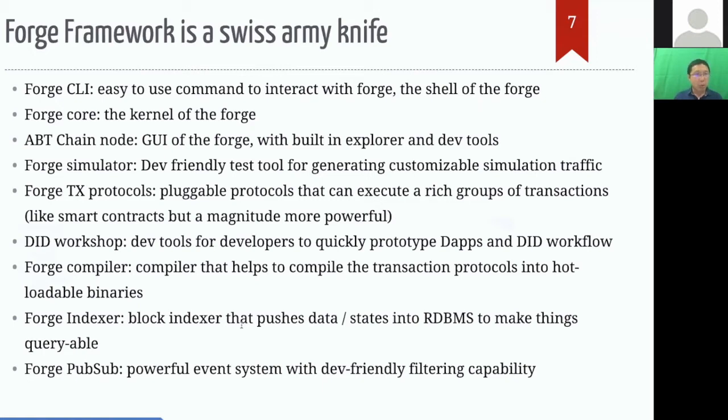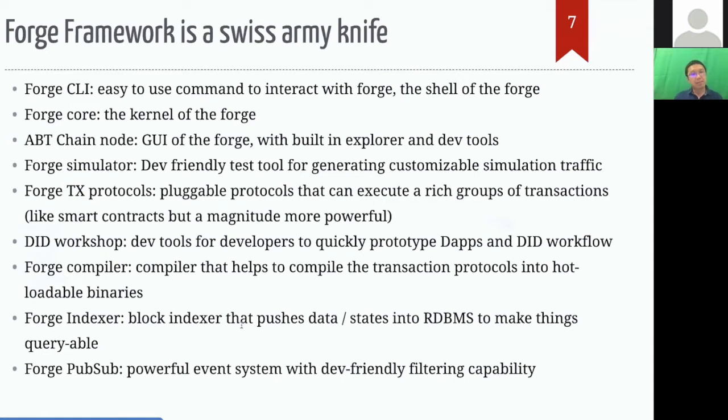We have the Forge core, the main kernel of the Forge, which processes the state and does the peer-to-peer network consensus and a lot more. And we have the so-called ABT chain node. It is a GUI of the Forge. We have built-in explorers and dev tools in the ABT chain node, so that when you bring a node up, you already get a block explorer and a lot of tools for you to use to either develop your application or explore the data in the chain.